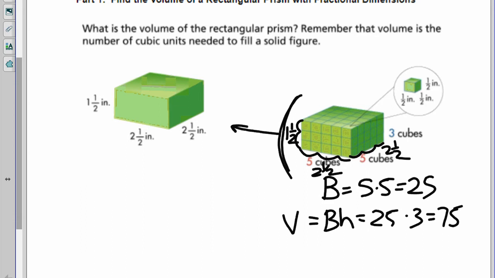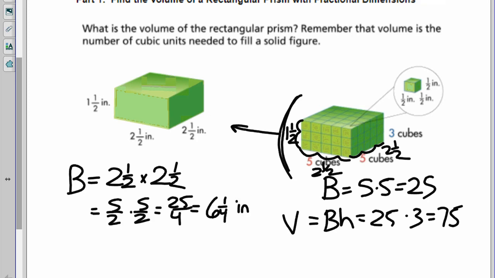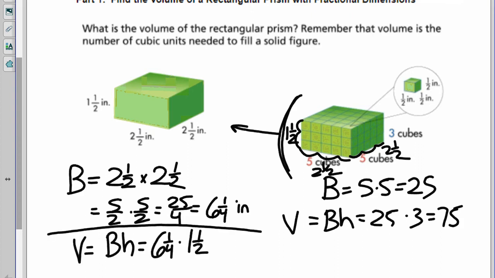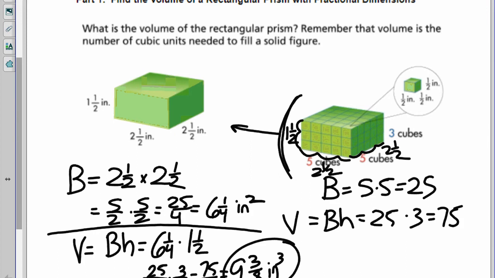And just like I could multiply 5 times 5 for the base, I can do that over here. The area of the base is 2 1/2 times 2 1/2, or 6 1/4 inches squared. And my height is 1 1/2, so I have 1 1/2 layers of this. So that's 6 1/4 inches squared times 1 1/2 inches. And if I do all that fraction math, I get 9 3/8 inches cubed.